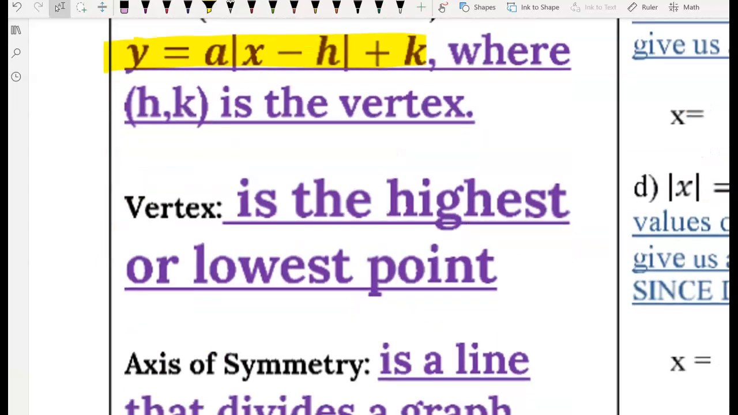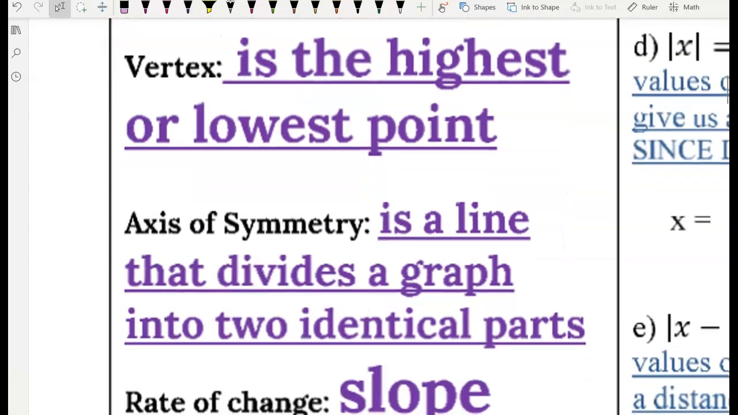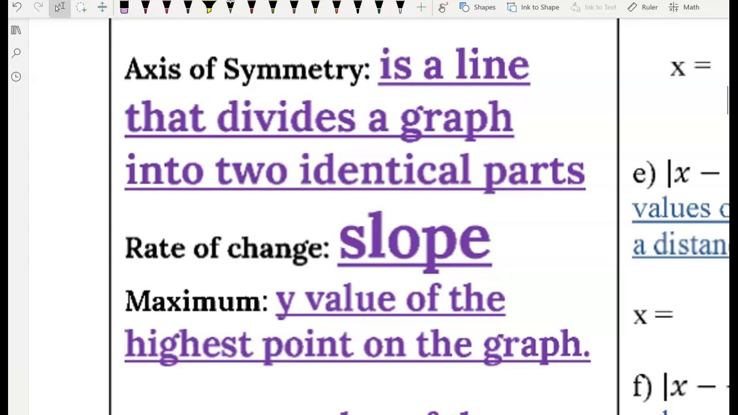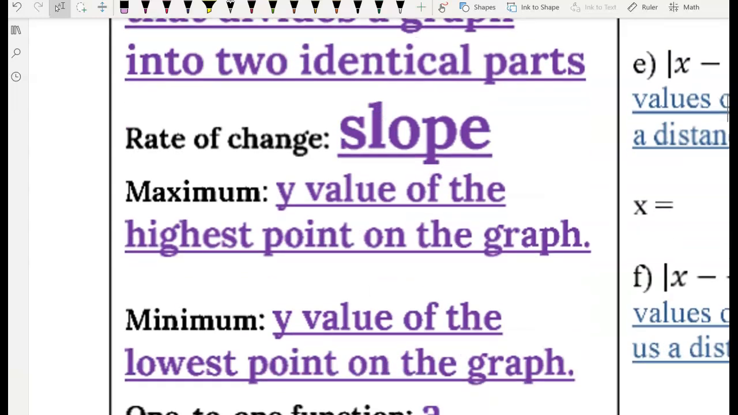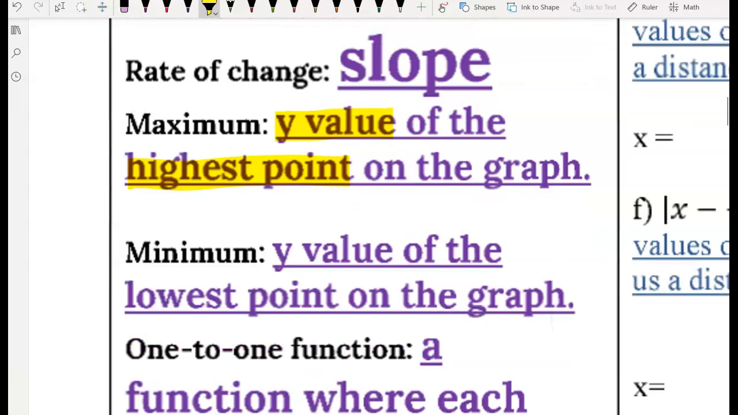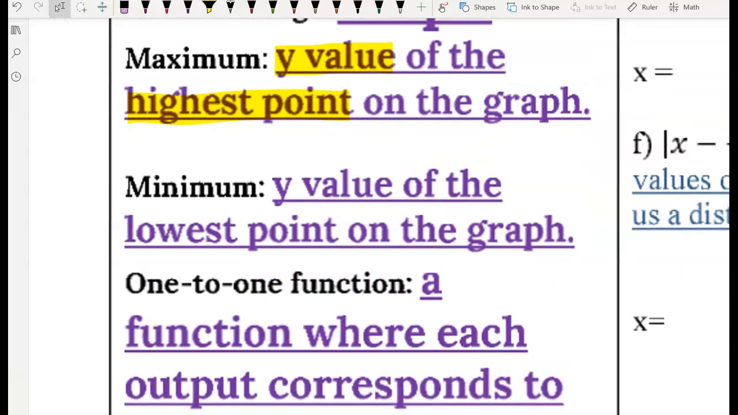Vertex is the highest or the lowest point of our absolute value. Axis of symmetry is a line that divides a graph into two identical parts. Rate of change is very fancy, but that is just also known as the slope. A maximum value, guys, we are going to use the y value only, and the y value of the highest point on the graph. Minimum is very similar, is the y value only, but is the lowest point on the graph.